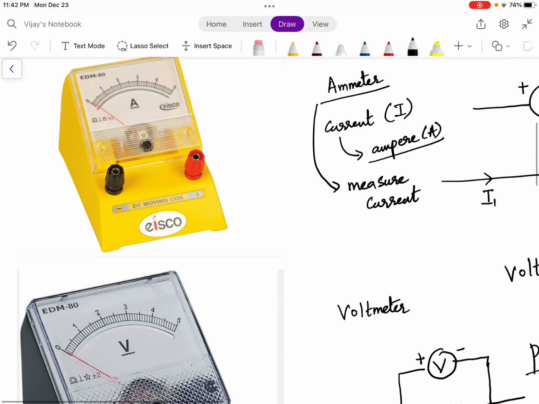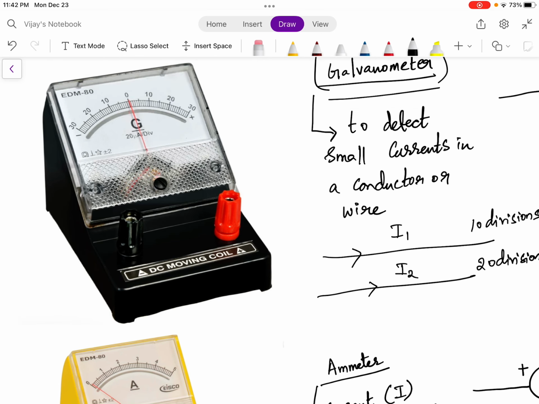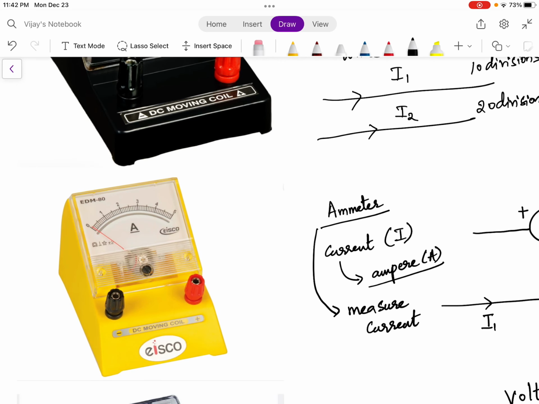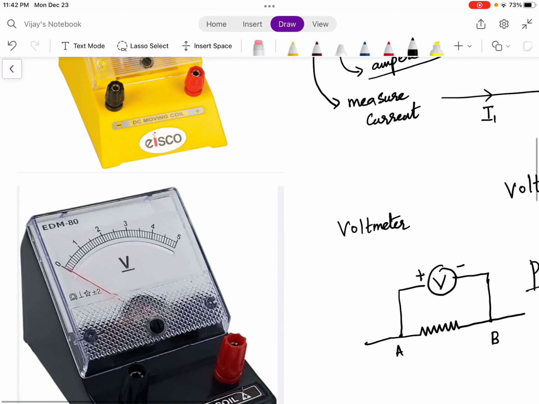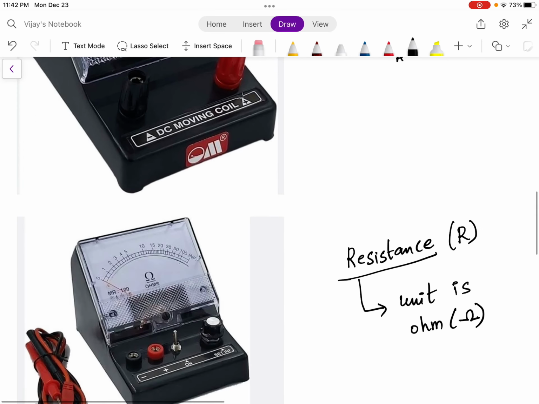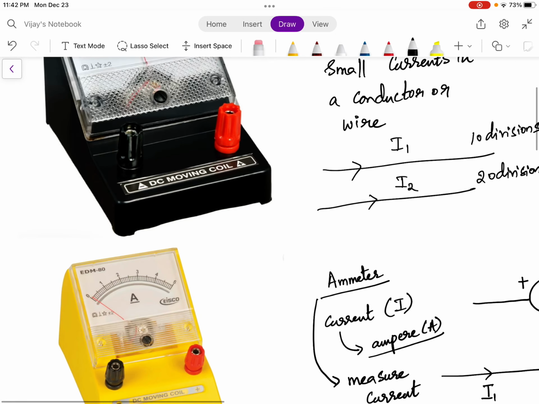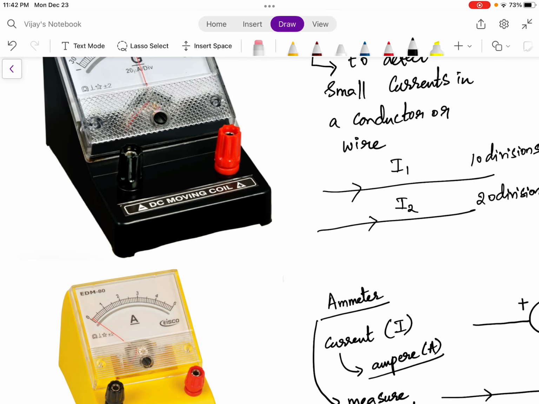So we have till now discussed 4 devices. Let me give you a quick recap. First one is the galvanometer, to detect current or sometimes to measure small currents. Second is the ammeter, to measure exactly how much current is flowing in a wire. It is always connected in series where the current has to be measured. Next is the voltmeter, to measure potential difference or voltage across 2 points. It is connected parallelly across the 2 points. And the next one is the ohmmeter, which measures resistance. Every device has its own purpose.